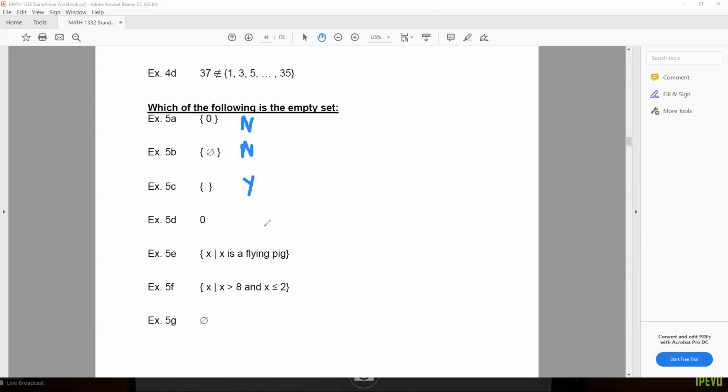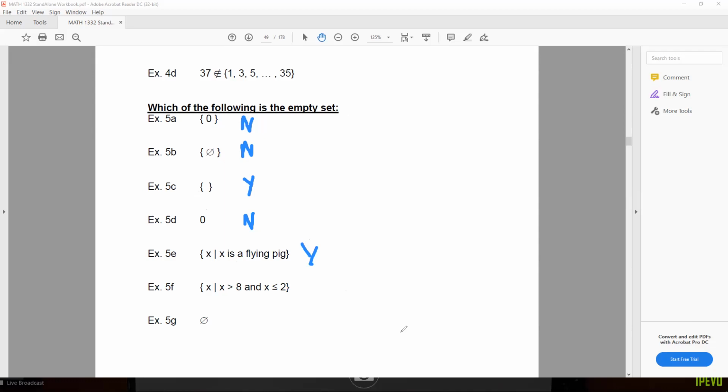Okay. So this one, yes, it is empty. This is not even a set. So how would I even answer the question, right? This is the number 0. So no, because that makes no sense. It's not a set. 5E, so whenever you see impossible situations, that creates a set that is empty, right? For example, X such that X is a flying pig, and well, no flying pigs exist, so that set would be empty, right? So yeah, that is empty.